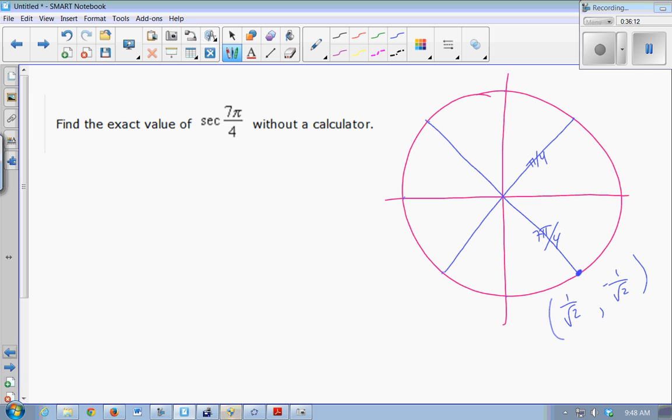All right, so now I want to find the secant. Okay, so the secant of any angle theta is the reciprocal of the cosine, right? And the cosine is the x-coordinate, so this is 1 over the x-coordinate, the reciprocal of the cosine. So the secant of 7 pi over 4 is the reciprocal of this x-coordinate, 1 over root 2. What is the reciprocal of 1 over root 2? Root 2 over 1 or just root 2?